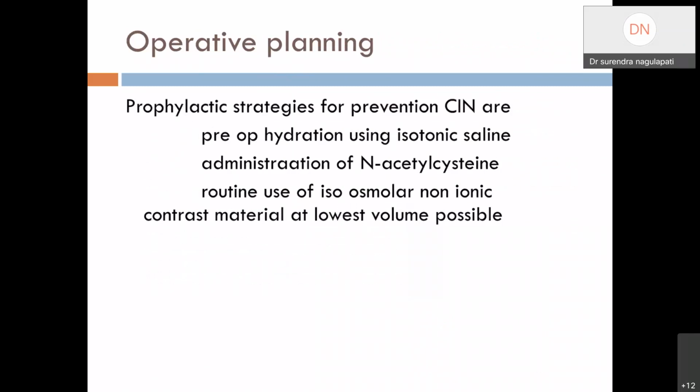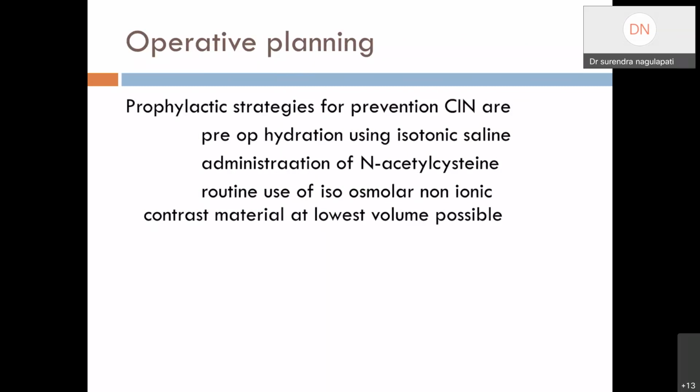In operative planning, the prophylactic strategies for prevention of contrast-induced nephropathy are pre-op hydration using isotonic saline, administration of N-acetylcysteine as a renoprotective agent, and routine use of iso-osmolar non-ionic contrast material at the lowest volume possible.